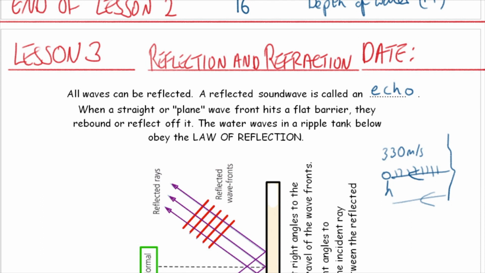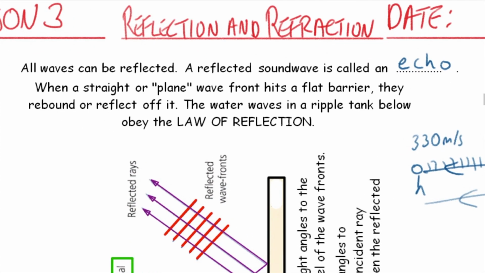But we're not just looking at reflection of sound waves, we're looking at reflection of light waves, water waves and other waves. So when a straight, or plane, wavefront hits a flat barrier, it rebounds. A little bit like if you play snooker, looking down on top of a snooker table. There are the pockets, and if the ball hits a cushion, it bounces back off that cushion. That idea of bouncing off or rebounding, we are going to call reflecting. The water waves in the ripple tank below obey the law of reflection.